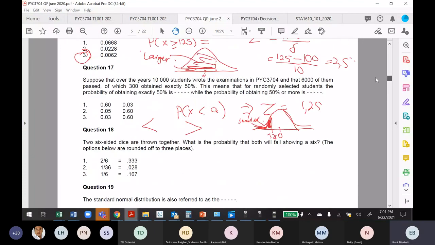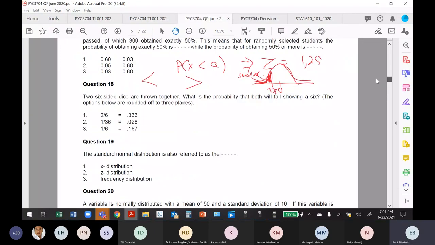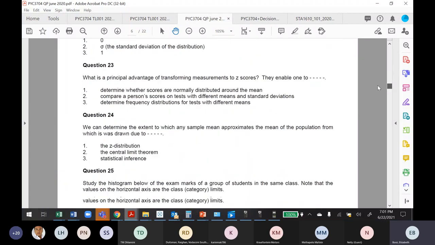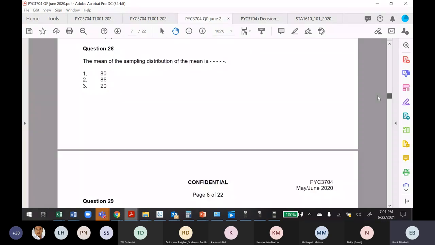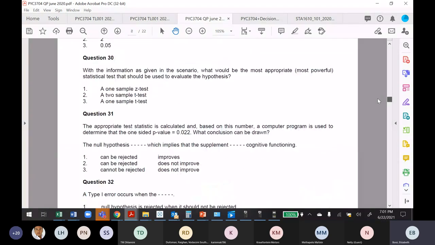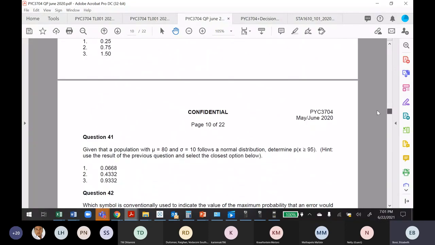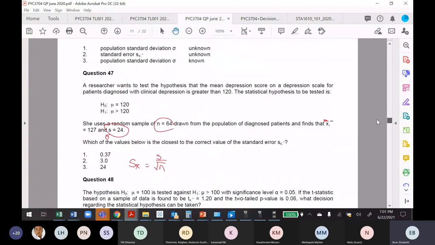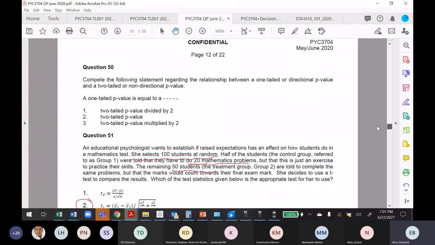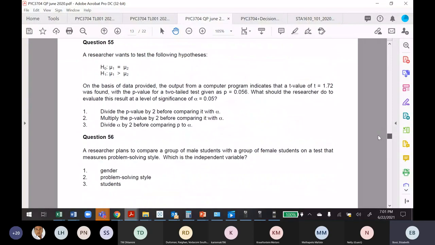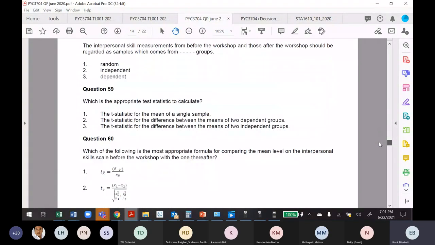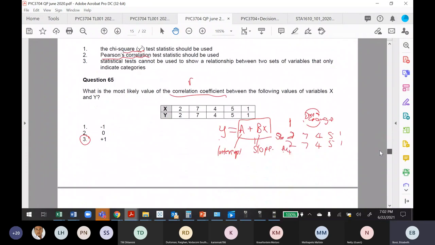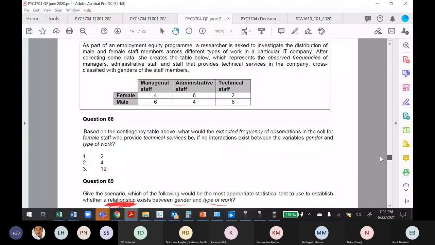Trying to see if we can find somewhere where we can calculate the mean. There is no way where we calculate the mean, the standard deviation. I guess the reason why they don't want you to calculate the mean and the standard deviation is it's time consuming to calculate the standard deviation. Okay, so they don't give you questions to calculate standard deviation.